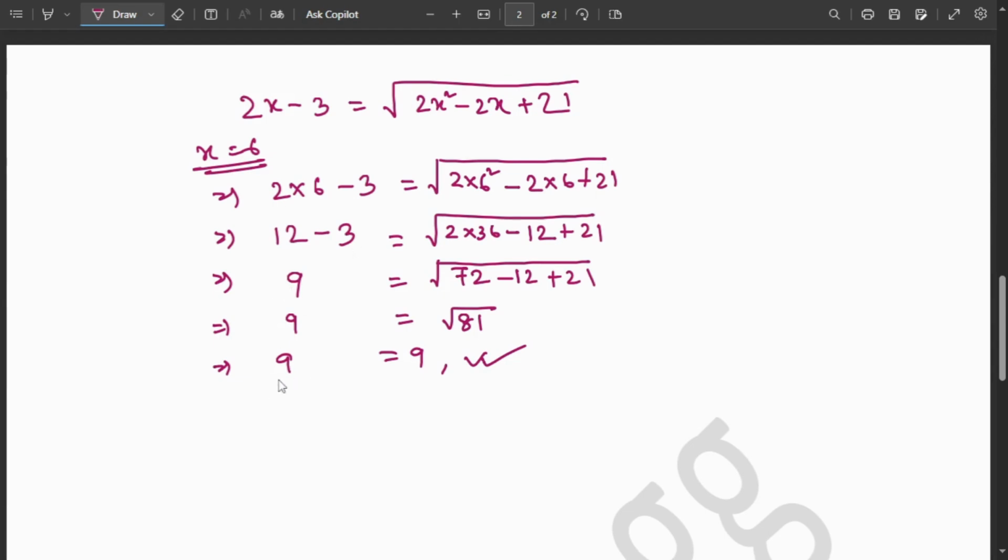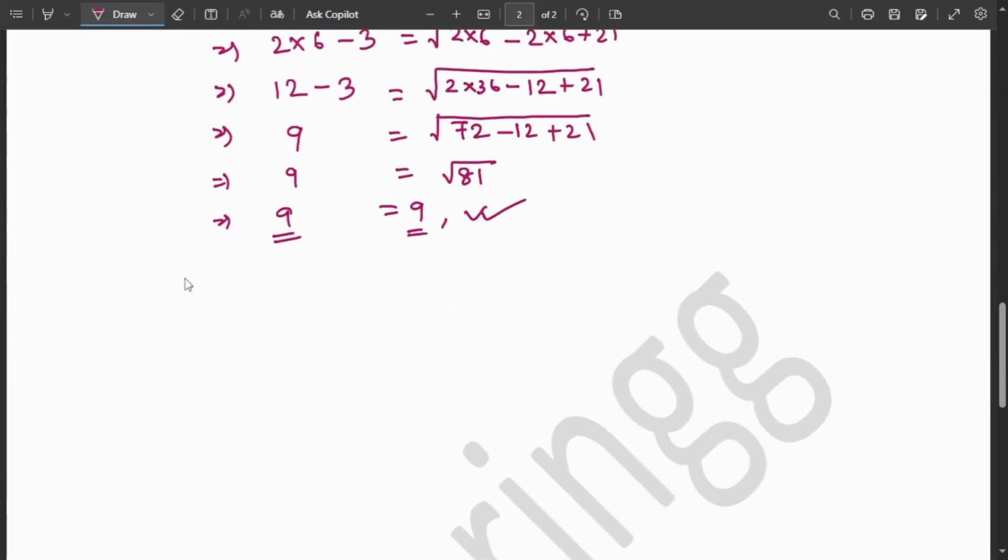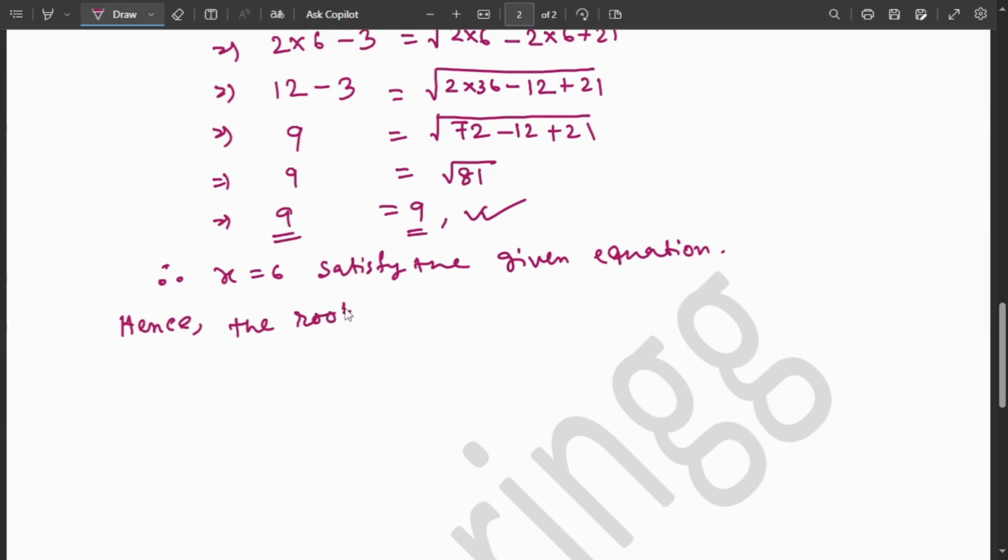Does it satisfy the given equation or not? Left hand side equals to right hand side. Left hand side is 9, right hand side is also 9. So x equals 6 is a root of the given equation. Therefore x equals 6 satisfies the given equation. Hence the root of the given equation is 6. So here we get only one solution, x equals to 6, and x equals to minus 1 is not a solution of the given equation.